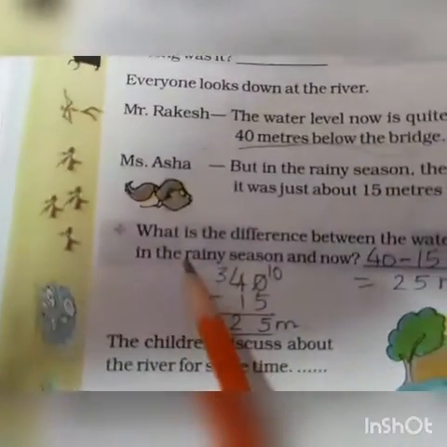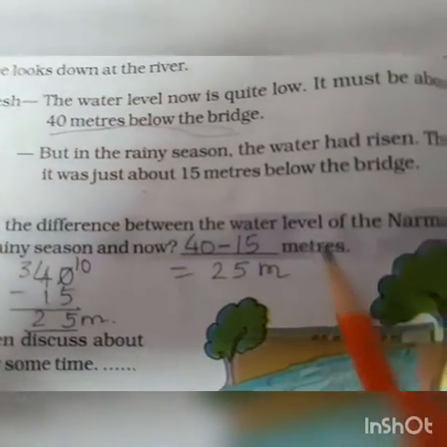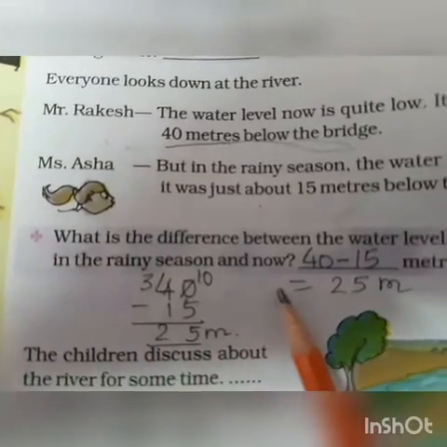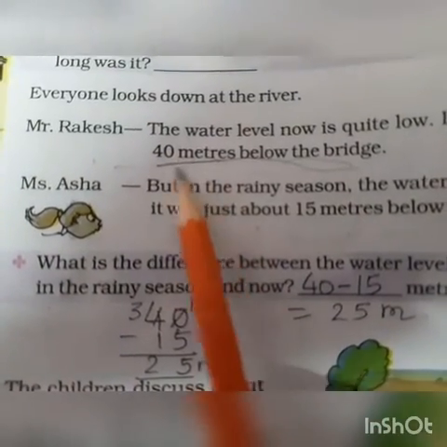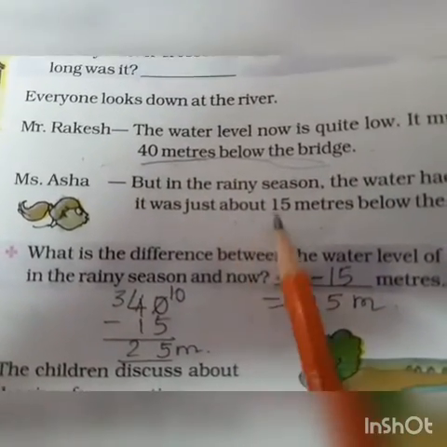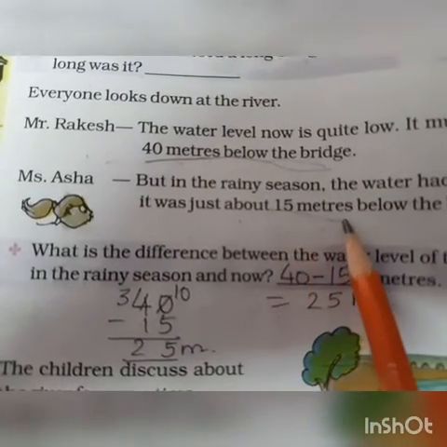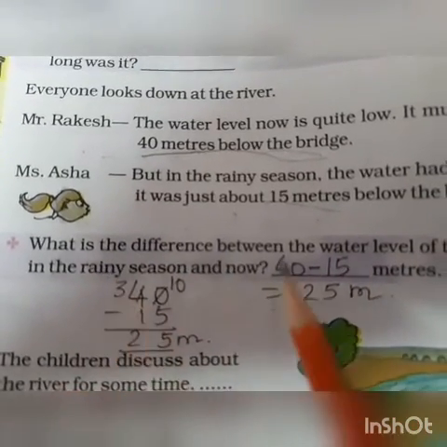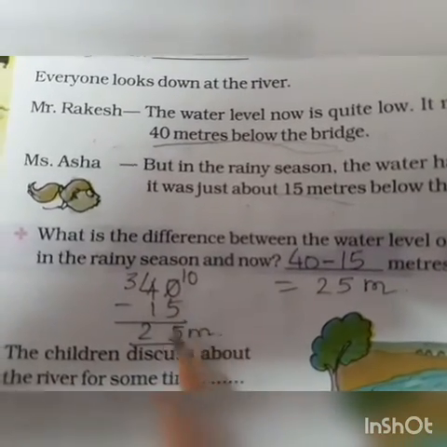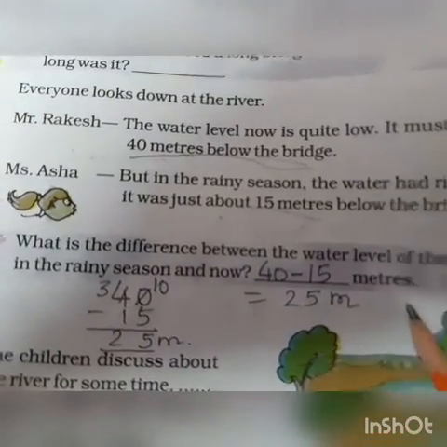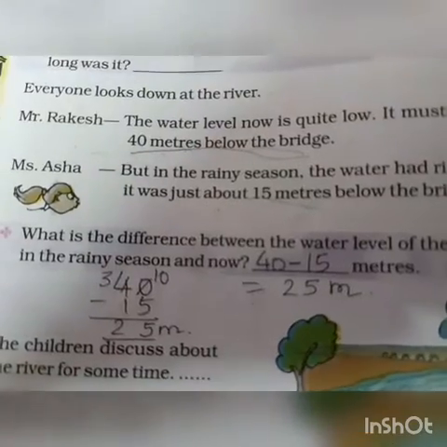So what you have to find is what is the difference between the water level of the Narmada in the rainy season and now. Now what is the water level? Now the water level is 40 meters below the bridge. तो 40 और रेनी सीजन में कितना रह जाता है, 15 meters below the bridge और minus 15. Because we have to find the difference, we are doing subtraction. So 40 minus 15, that is 25 meters. So that is the difference between the water level now and in the rainy season.